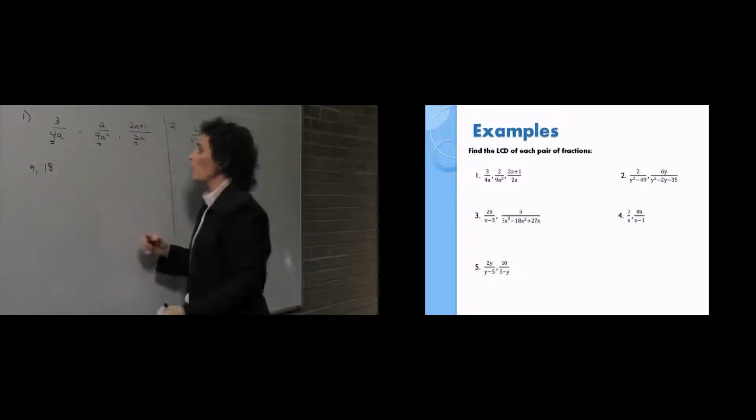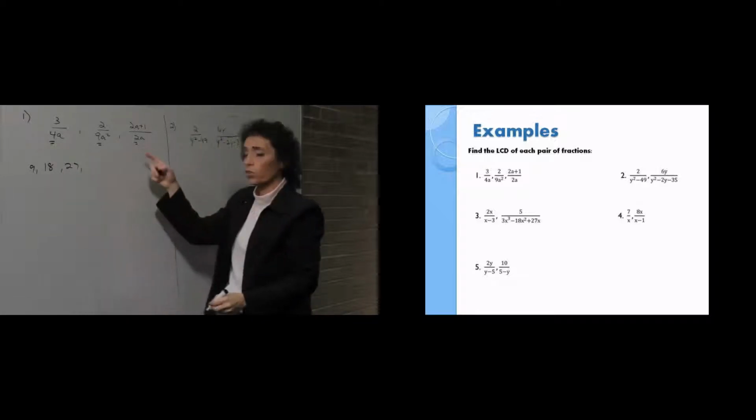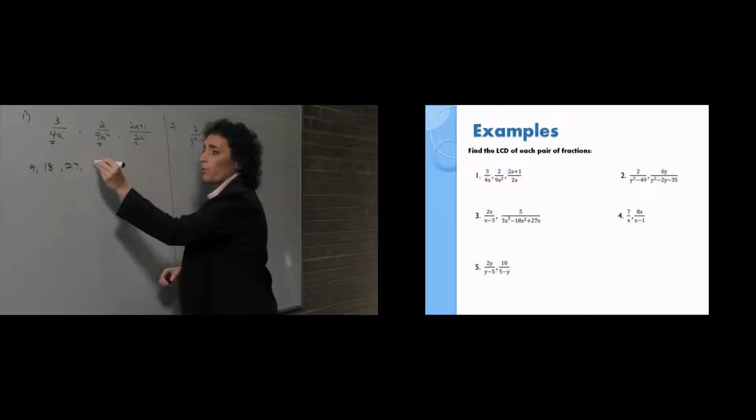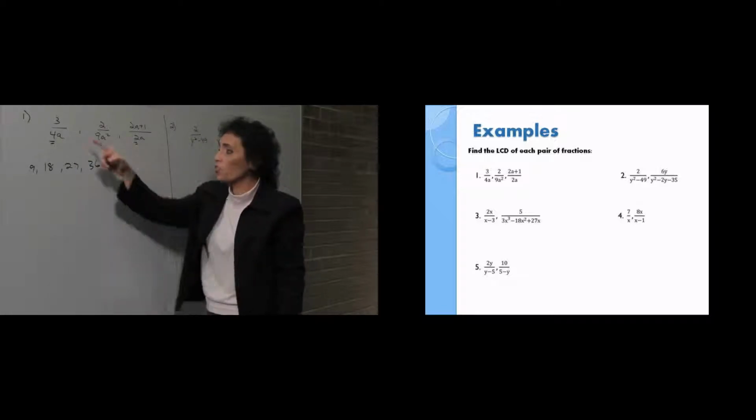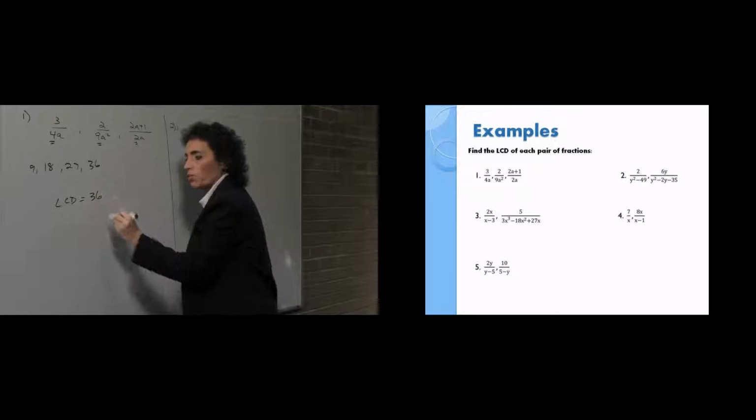9, 18, no, 4 doesn't go into 18. 27, no, 4 or 2 doesn't go into 27. 36, yep, winner, winner. All of them go into 36. So the LCD for the coefficient is 36.